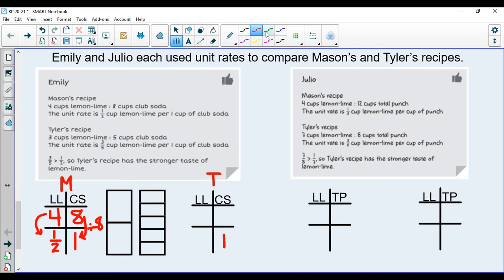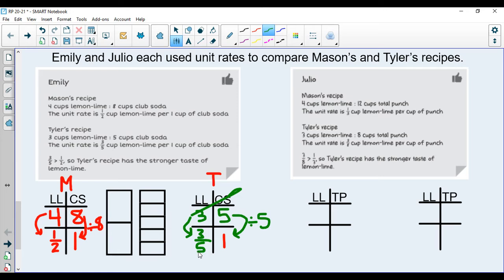Now, for Tyler, his recipe is 3 cups lemon lime to 5 cups club soda. In the same way, we went to a unit rate to scale from 5 to 1. We knew that we could divide by 5. I would have to divide this side. Divide this side by 5 also.